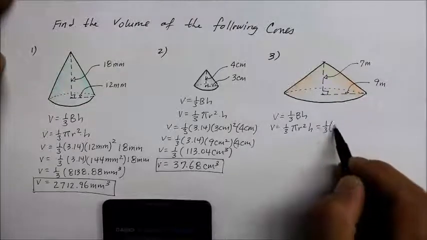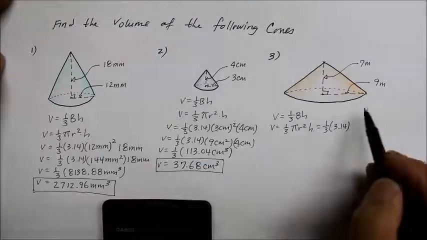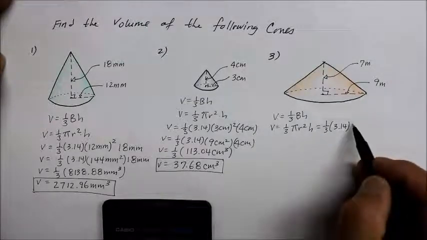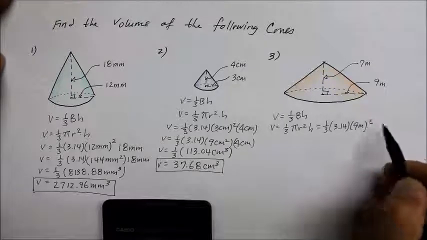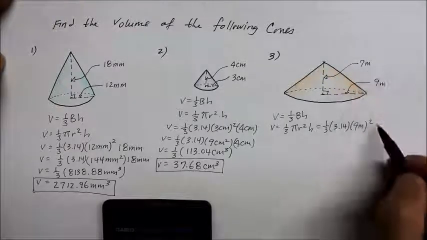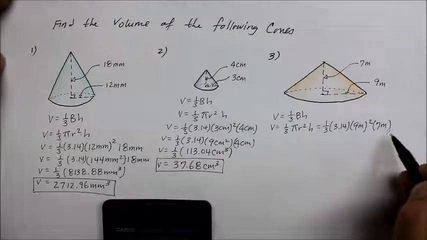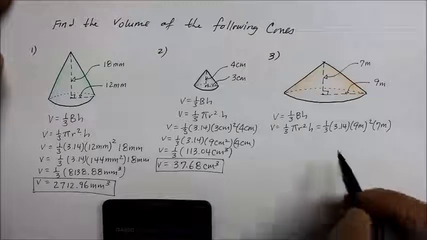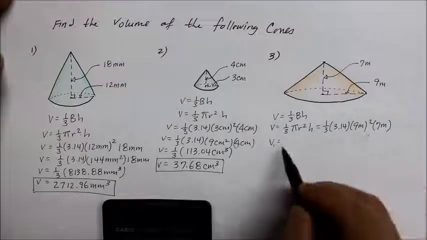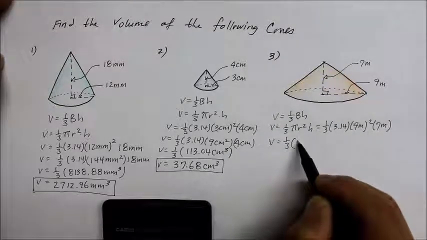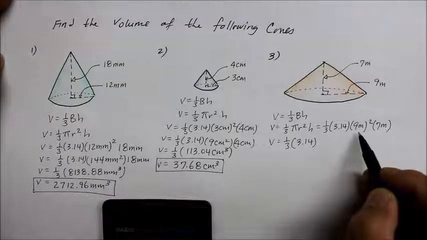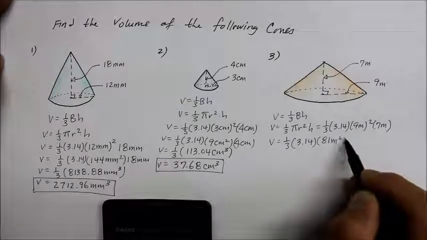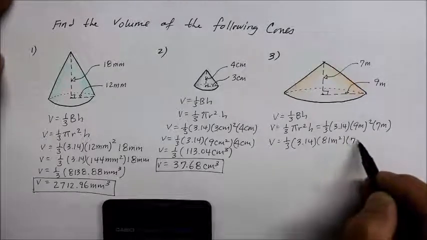So we got 1/3 times 3.14 times the radius is 9 meters. That's huge. So 9 meters squared times the height is 7 meters. Can we see that? Yeah, we're good. We're within the frame. And let's go ahead and square that. So we got 1/3 times the pi, which is 3.14, times the radius, 9 meters squared, becomes 9 times 9, 81 meters squared, times the height of the cone, which is 7 meters.